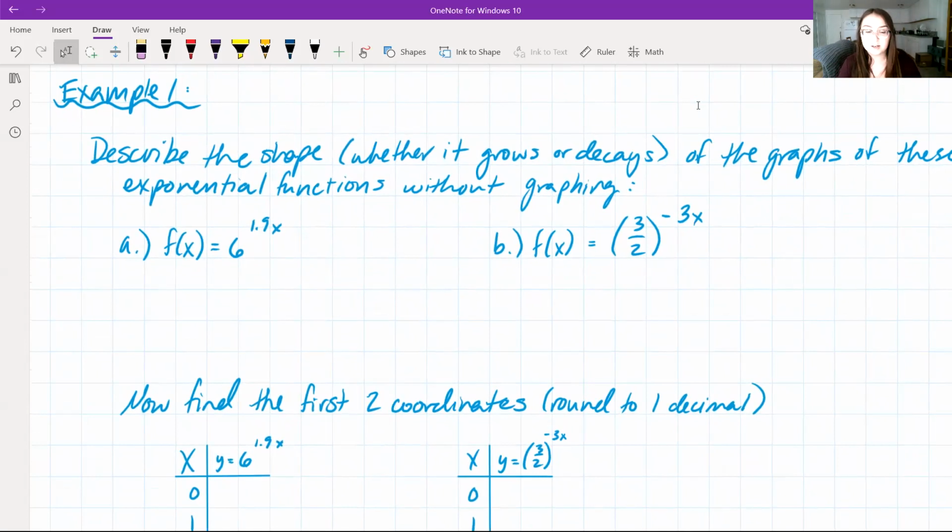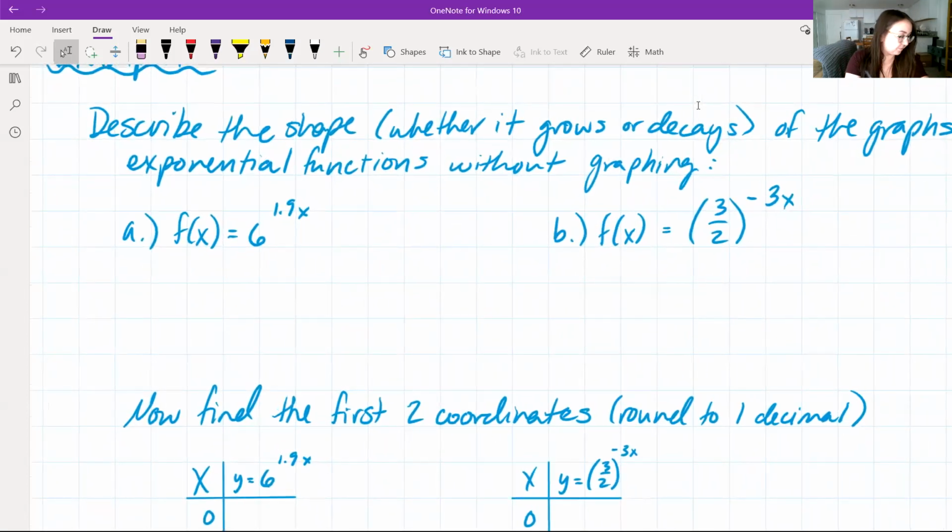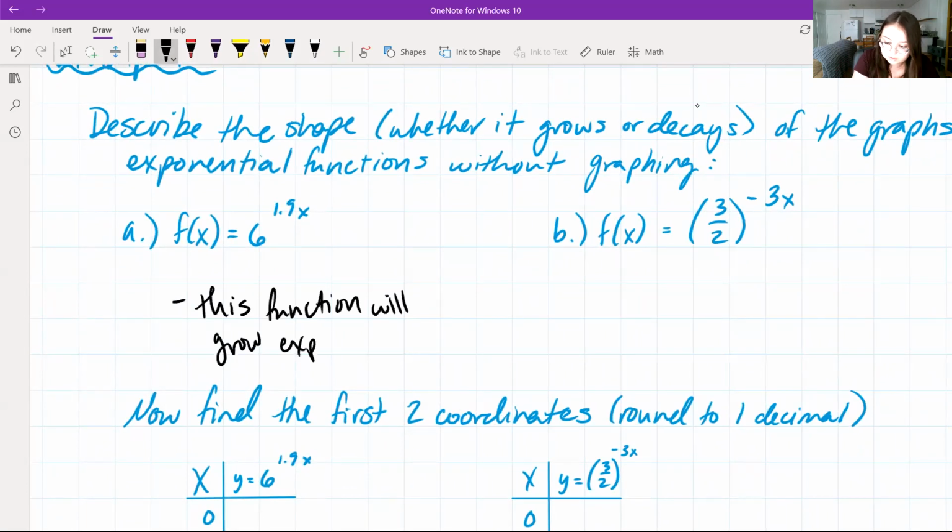What we see here is that we have a positive base that is greater than 1, and we have a positive exponent. When we say positive or negative exponent, we mean is there a negative sign in front of our exponent? In this case, we have a positive base and a positive exponent. So we would say that this function will grow exponentially.